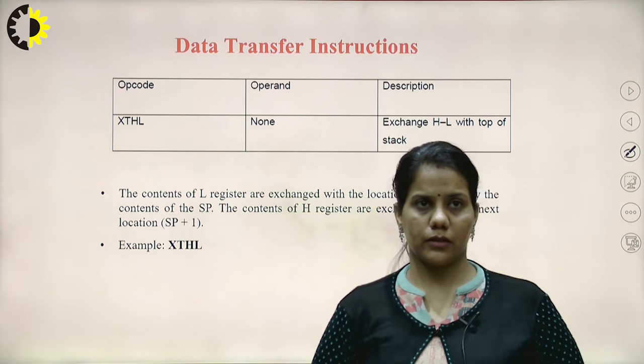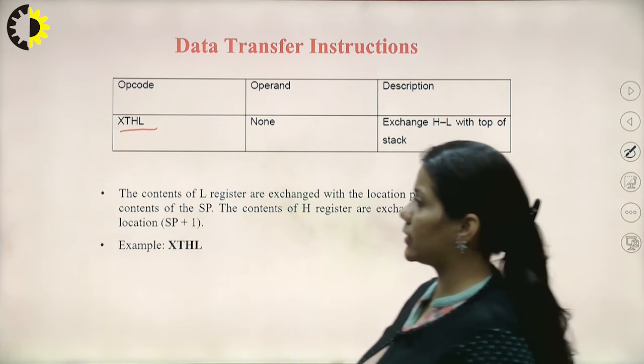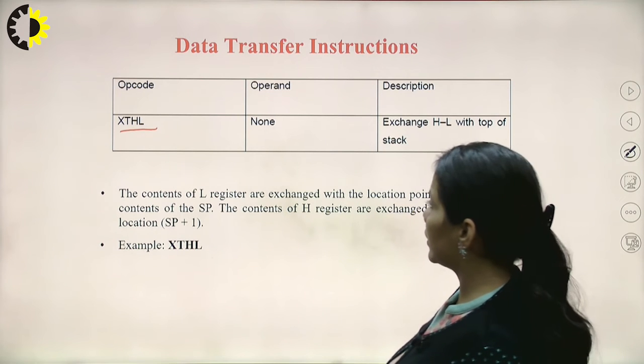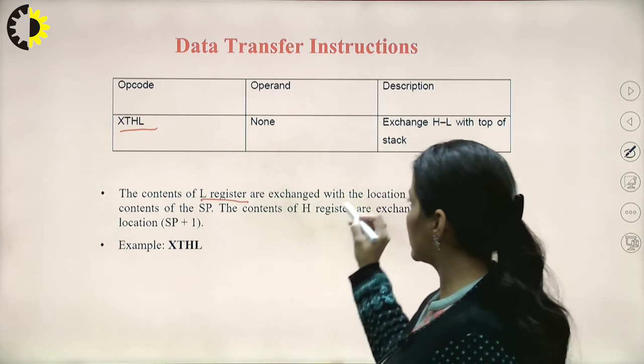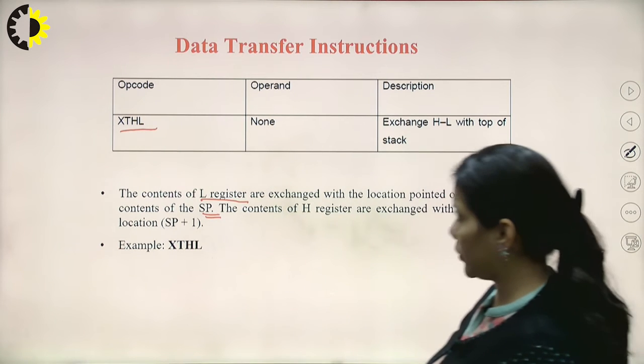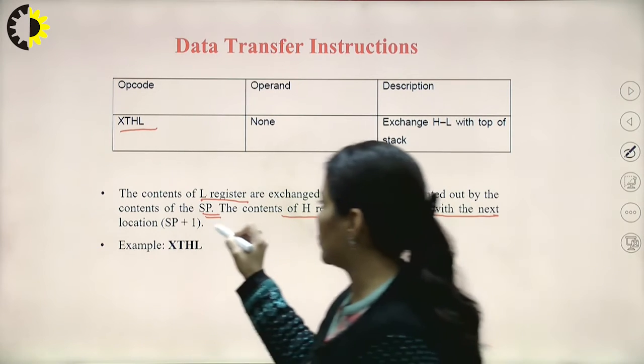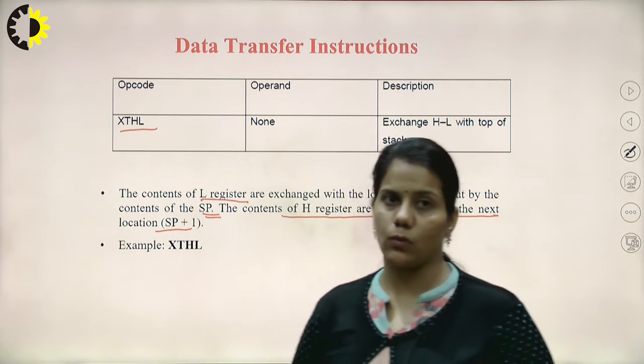Next data transfer instruction is XTHL. The contents of the L register are exchanged with the location pointed to by the contents of the stack pointer. The contents of the H register are exchanged with the next location, that is, the stack pointer plus 1.